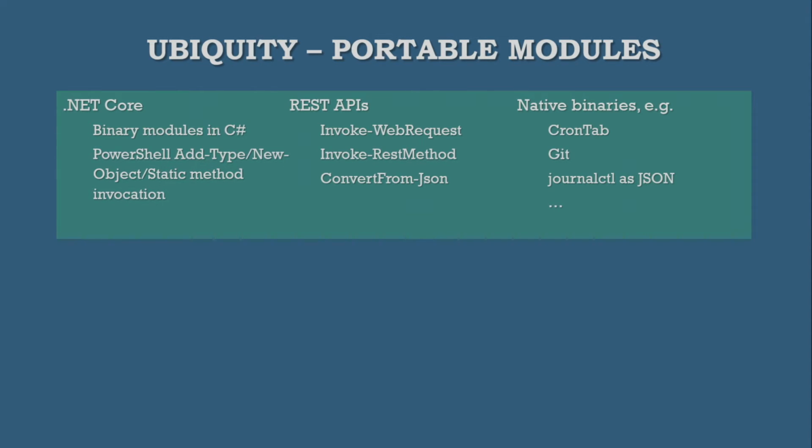First we've got .NET Core. When you're writing a binary module, or you're using Add-Type and New-Object and static method invocation of these .NET objects and reference assemblies, as long as you're staying in pure .NET Core, they've taken care of the cross-platform stuff. You'll see this with Get-Process. Our binary Get-Process commandlet is going to work the same across every platform because we're using the underlying process info object from .NET Core.